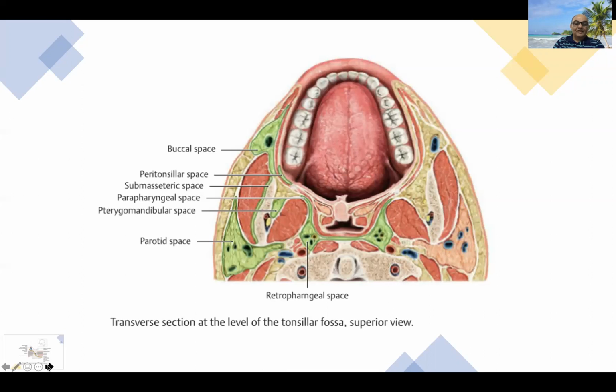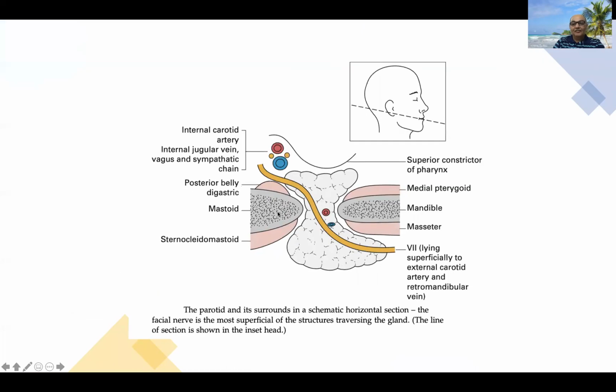Let's look further into this. Now we can see that this outline has been marked with this red line. You can see in front of this gland, this is part of my mandible bone, and this part of the mandible is called the ramus. On both sides of this ramus of the mandible, you can see these muscles.